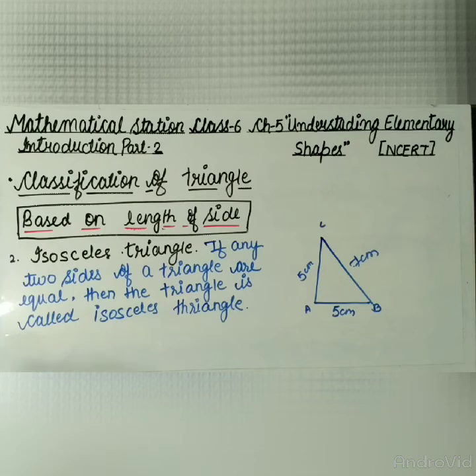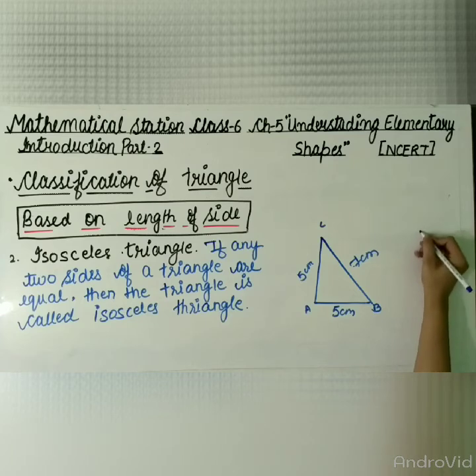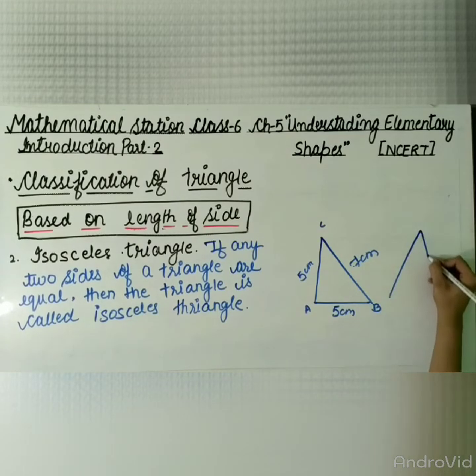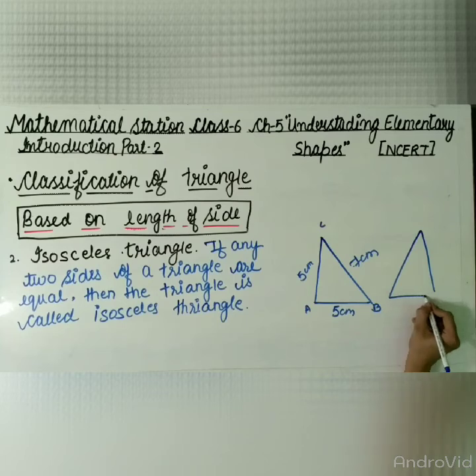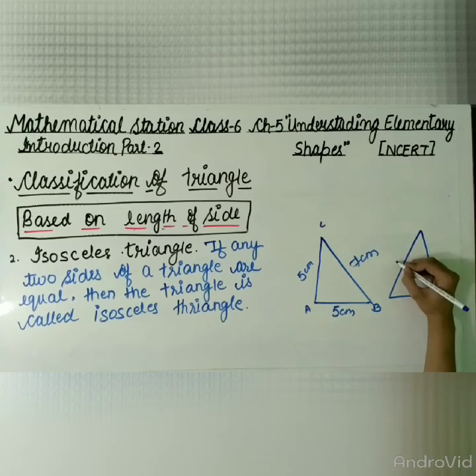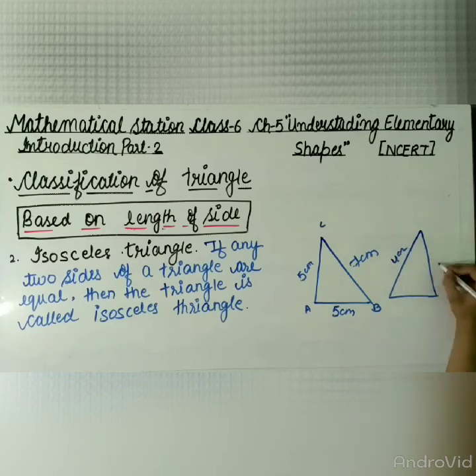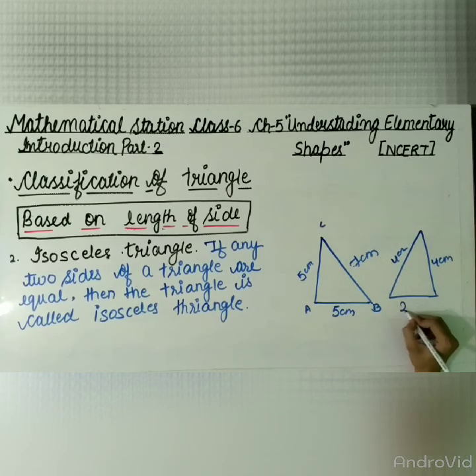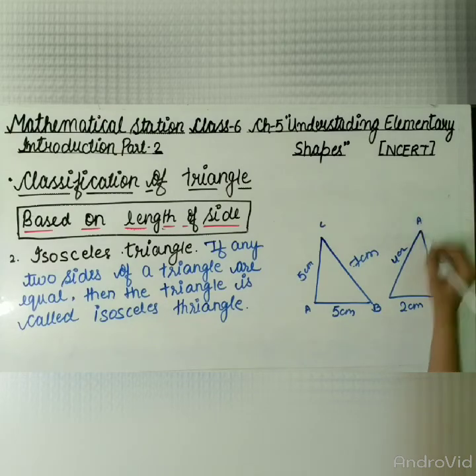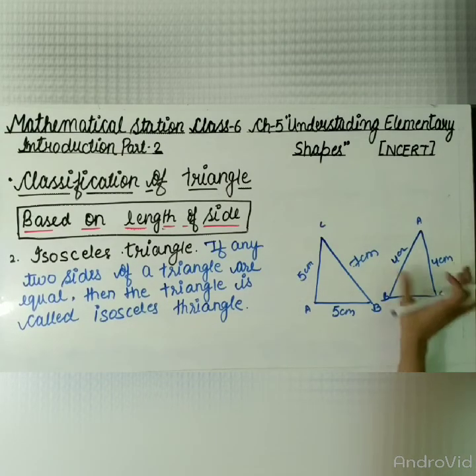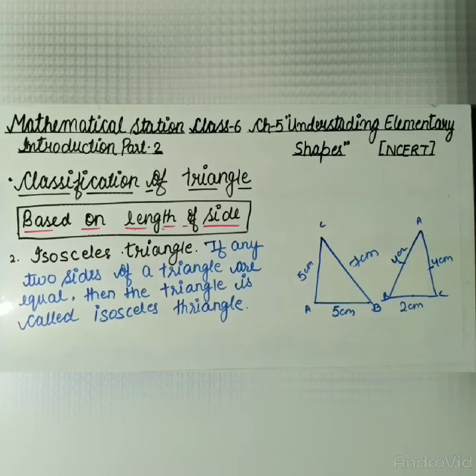In other way, we can see this triangle. Suppose these two sides are of 4 centimeter and the third one is of 2 centimeter. Now here also it is isosceles triangle. Now in isosceles triangle any two sides should be equal.